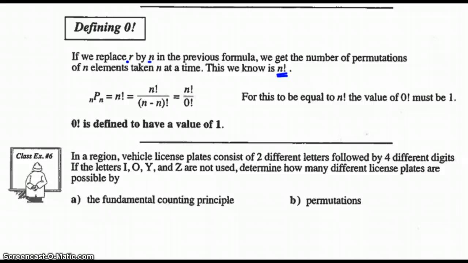So if you plug that into our formula, where R becomes N, we get N factorial over N minus N factorial. Well, N minus N is 0. We keep the factorial sign. We know that this is true. In order for that to be true, 0 factorial must equal 1. So 0 factorial is defined as having a value of 1.